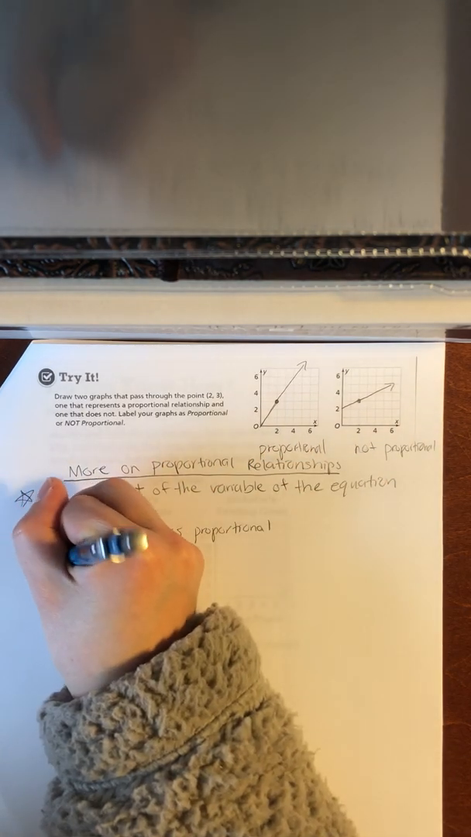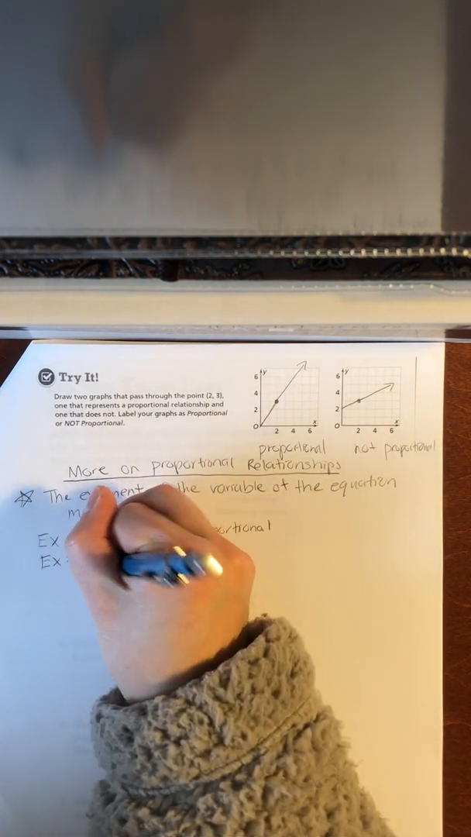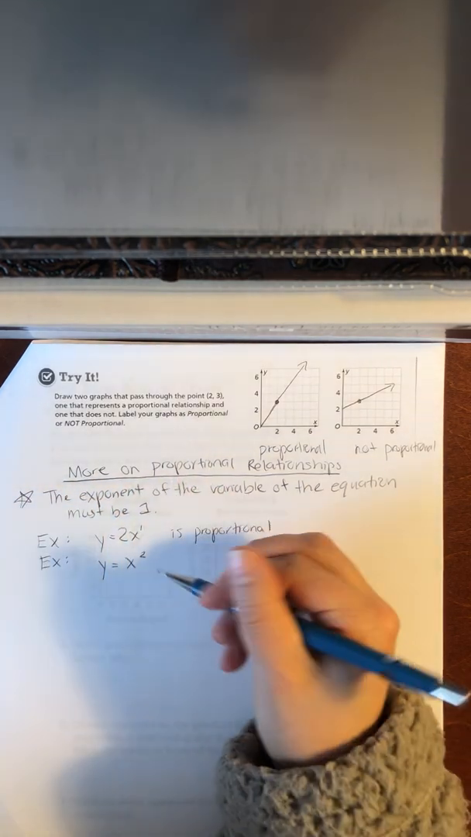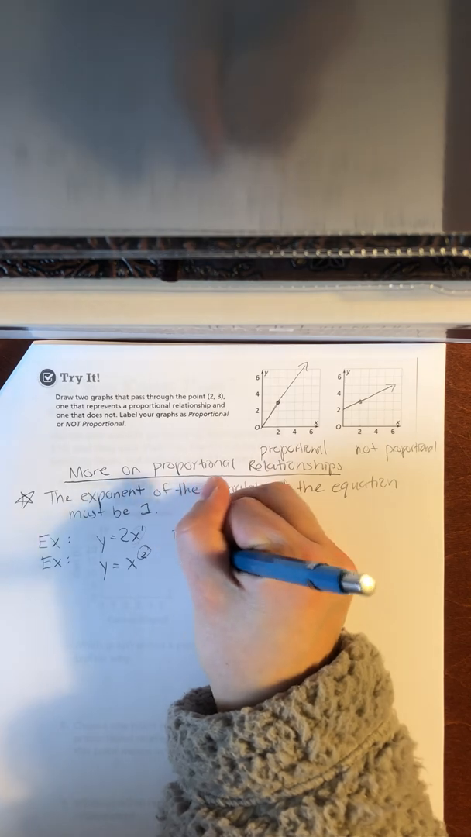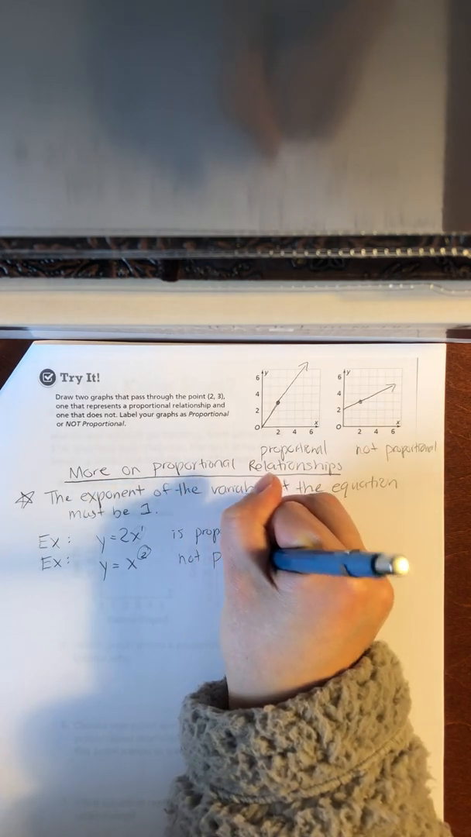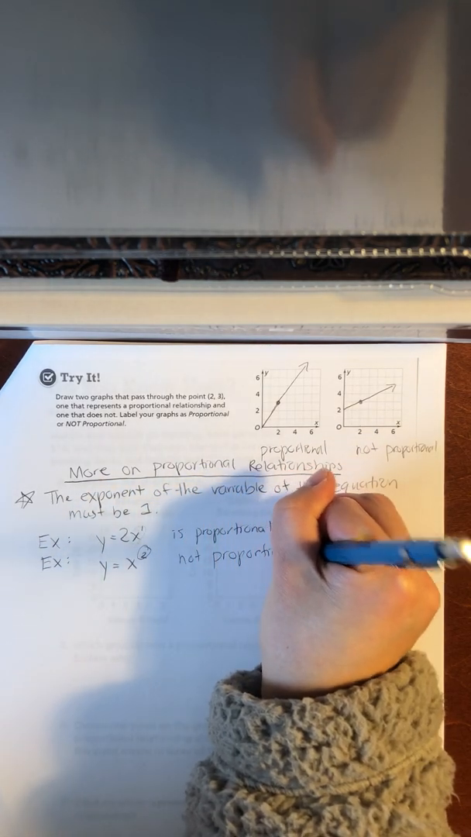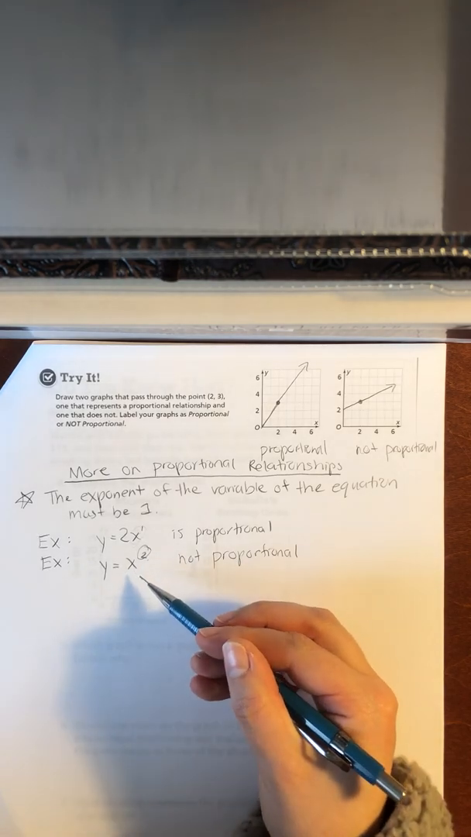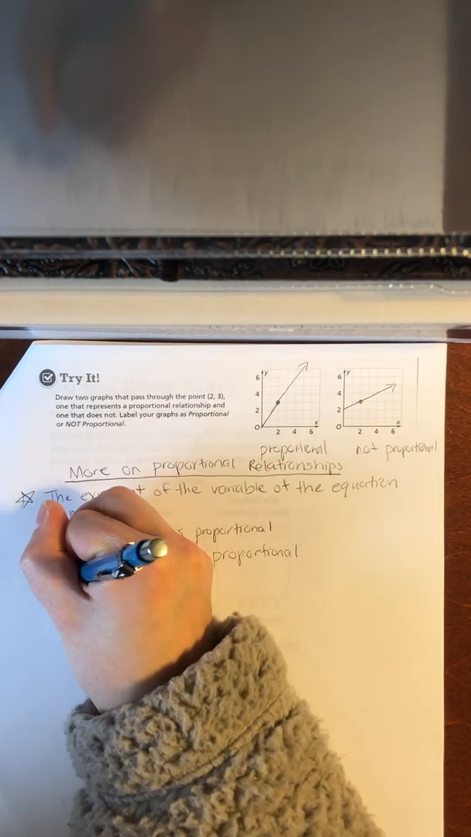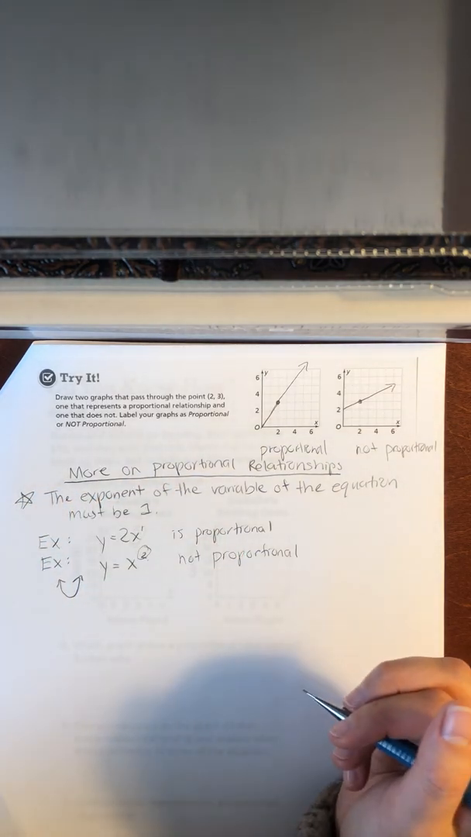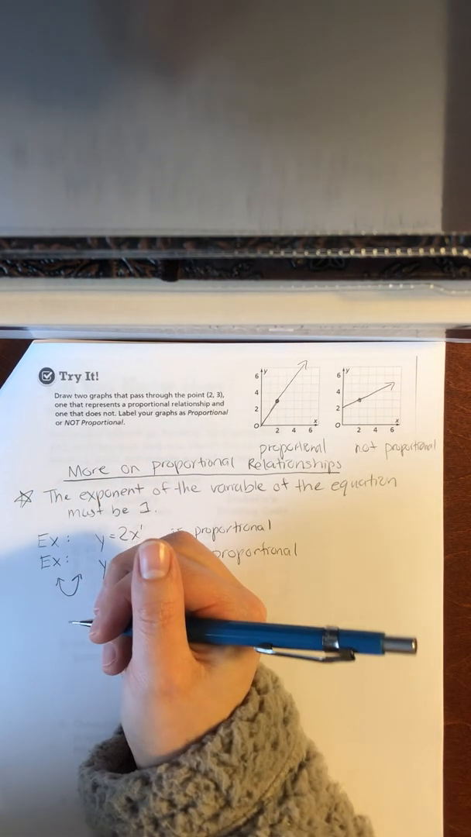Now for this one, y equals x squared, the exponent is 2. So since the exponent is 2, it's not proportional. If you graph this, you're not going to learn how to graph this until Algebra 2, but if you graph this, it's going to make a U shape. It's called a parabola. It's going to look like that, which is not a straight line.